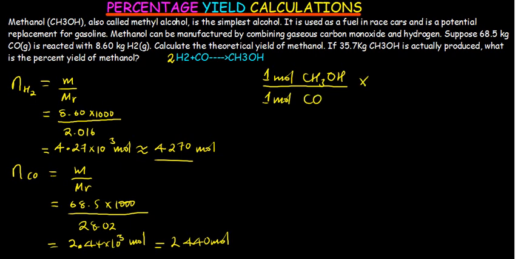And then we need to multiply. Now, how many moles of carbon monoxide are available? Here it is: the moles of carbon monoxide available is 2440 moles. So the moles of carbon monoxide cancel, and we just remain with the moles of methanol. This gives us the same value, because 1 over 1 multiplied by a number is just that same number: 2440 moles of methanol.